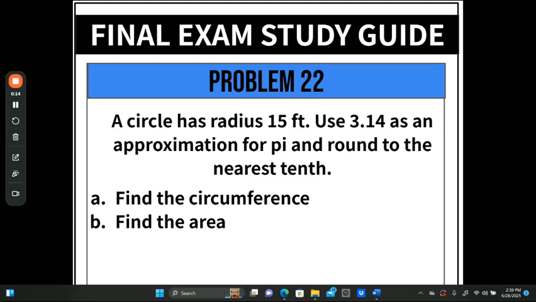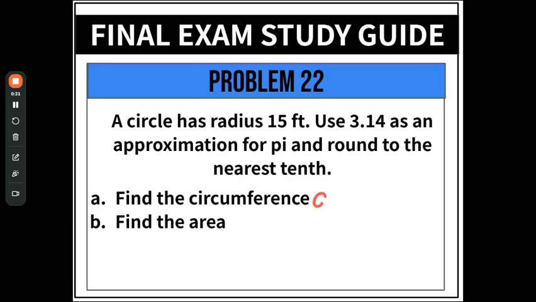Problem 22 says a circle has a radius of 15 feet. Use 3.14 as an approximation for pi and round to the nearest tenth. So first, let's find the circumference. And we know that circumference equals 2 pi r, or diameter times pi. But this is the same, and they give us radius here, so this will be helpful to us. So let's multiply. C equals 2 times, and we're going to use 3.14 here, times 15.